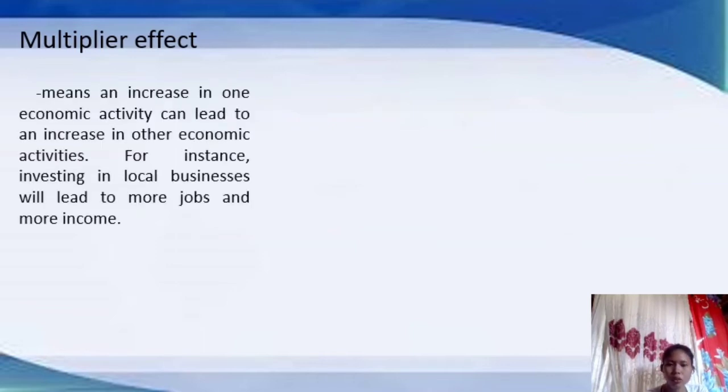Okay, so what are multiplier effects? Multiplier effects means an increase in one economic activity can lead to an increase in another economic activity. For instance, investing in local businesses will lead to more jobs and more incomes.